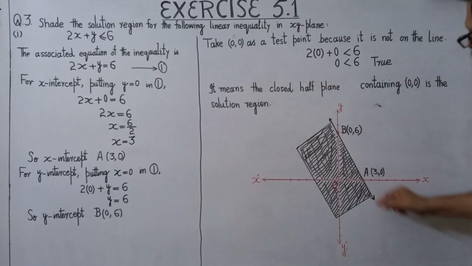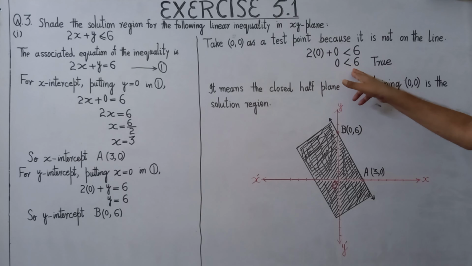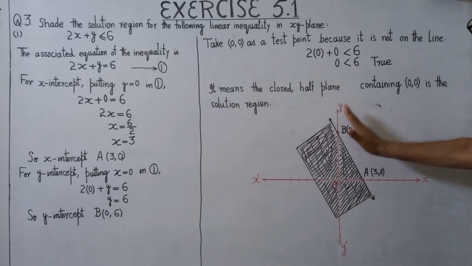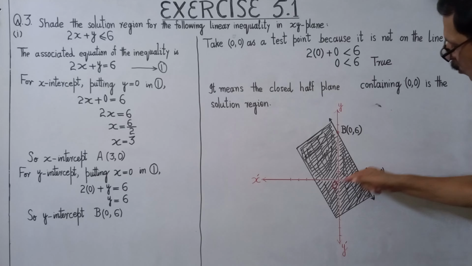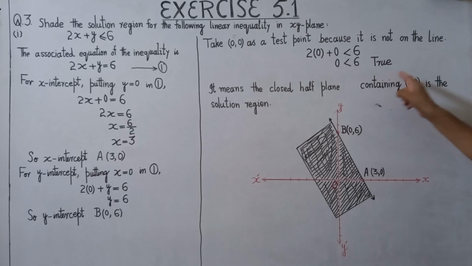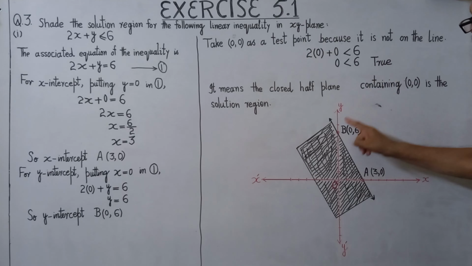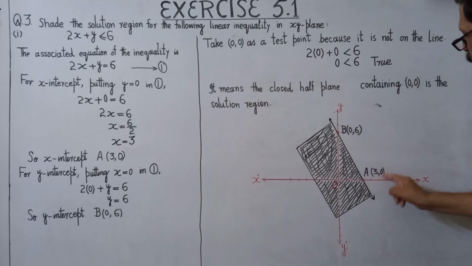So draw a line, and on both ends of the line draw arrows. Because this is true, the shading will be towards the origin. Had it been false, it would have been away from the origin.